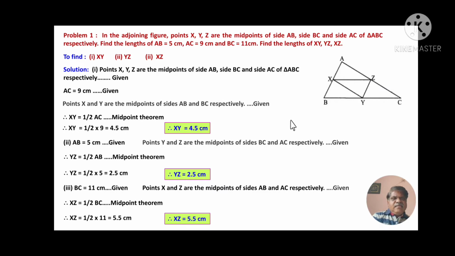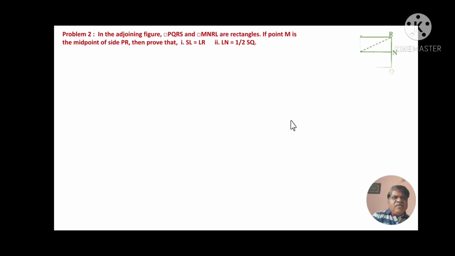Now, let us see problem number 2. In the adjoining figure, quadrilateral PQRS and quadrilateral MNRL are rectangles. If point M is the midpoint of the diagonal PR, then prove that first, SL is equal to LR, and second, LN is equal to half of SQ.